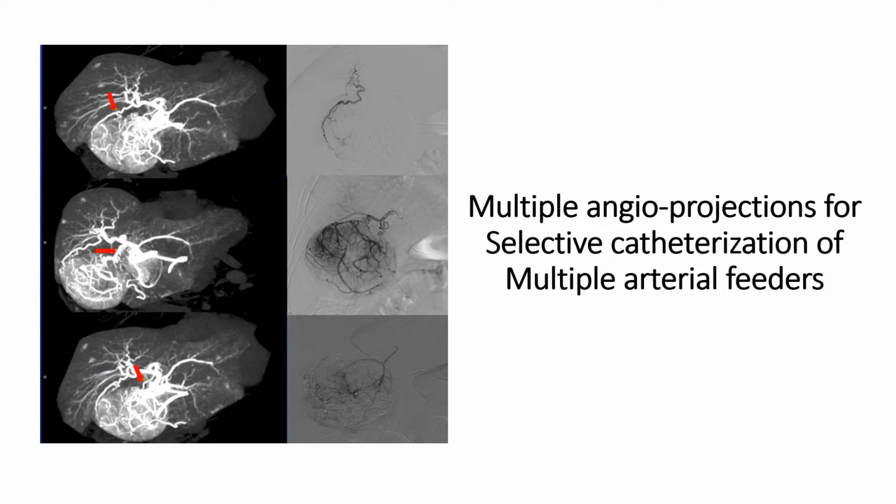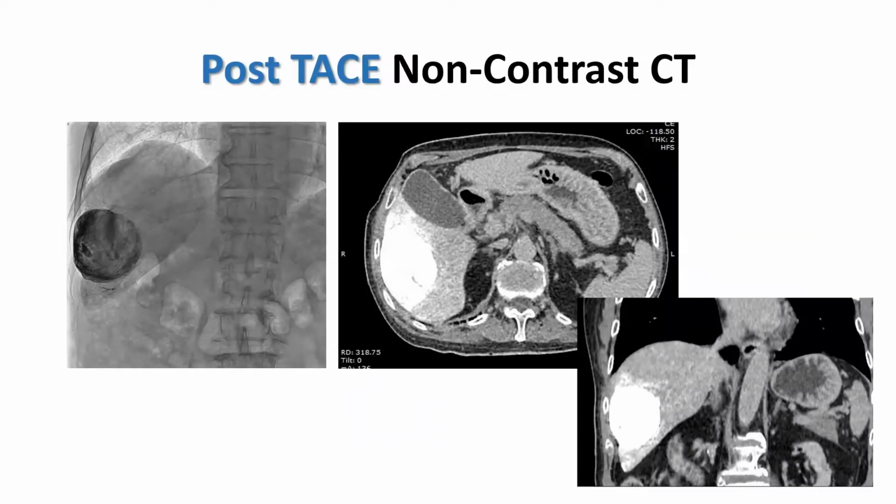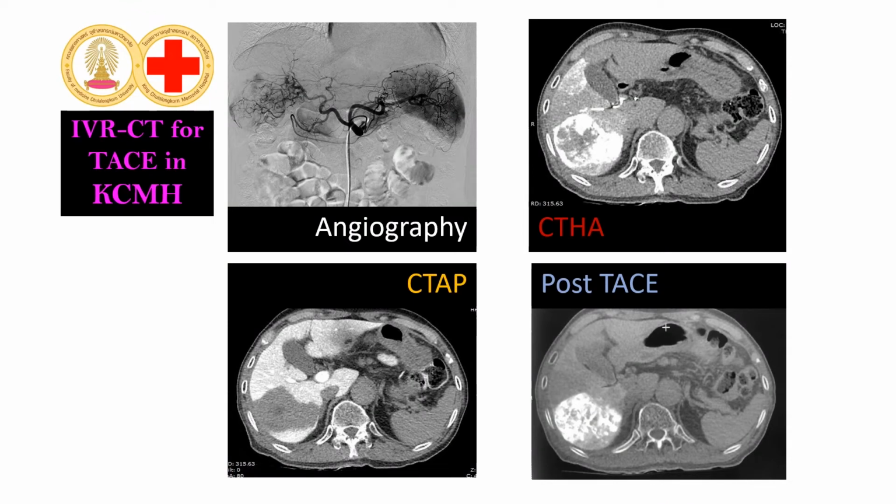With the single contrast injection of CTHA, we can display multiple angio projections from the image and use them for selective catheterization of each branch. At the end of the procedure, a non-contrast CT scan is done to see the accumulation and distribution of lipiodol staining within the tumor. So in the routine case of TACE performed with IVR-CT, we will get 3 series of CT images, including CTAP, CTHA, and post-TACE scan.